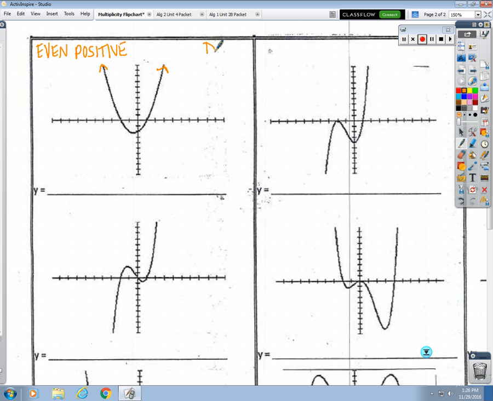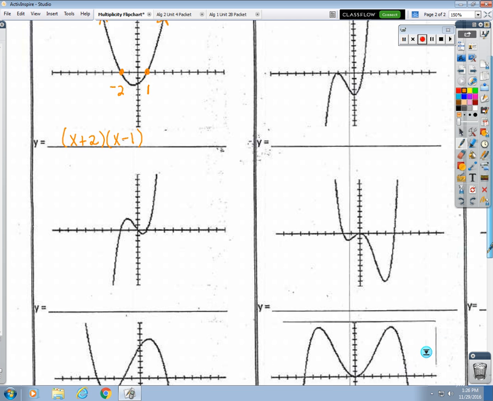What degree is it? 2. Right, because we see that it crosses the x-axis 2 times. The first time it crosses the x-axis is at -2. The second time is +1. So what factors will represent that? Right. And there's no need for any sign up front because we're dealing with a positive graph. Okay. Next one below it.